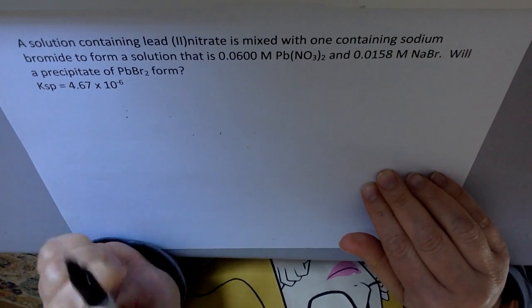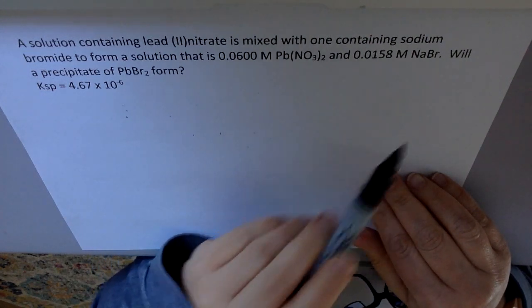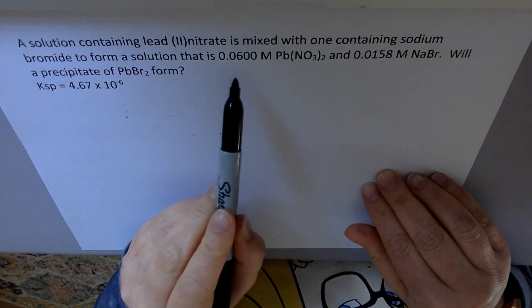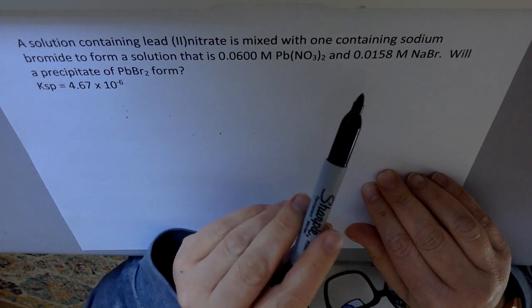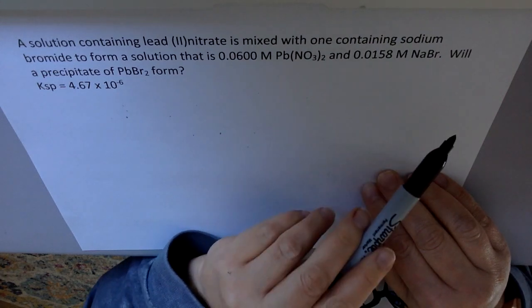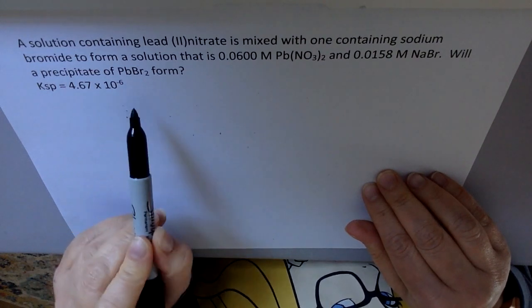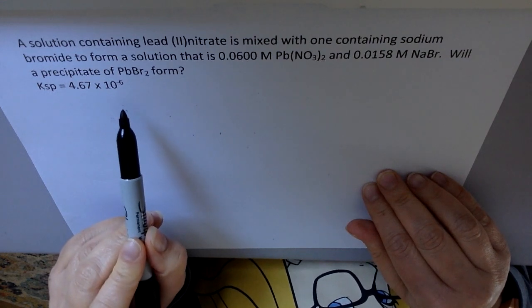So this problem reads, a solution containing lead-2 nitrate is mixed with one containing sodium bromide to form a solution that is 0.0600 molar lead nitrate and 0.0158 molar sodium bromide. Will a precipitate of lead bromide form? And the Ksp of lead-2 bromide is 4.67 times 10 to the negative sixth.